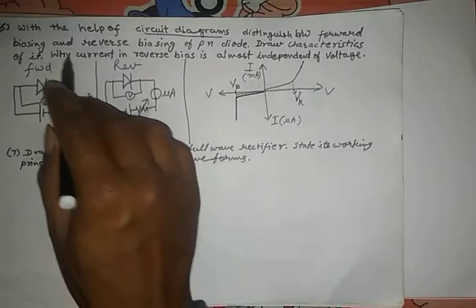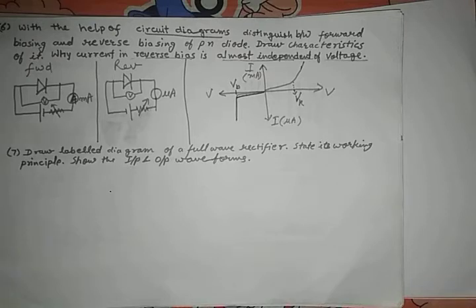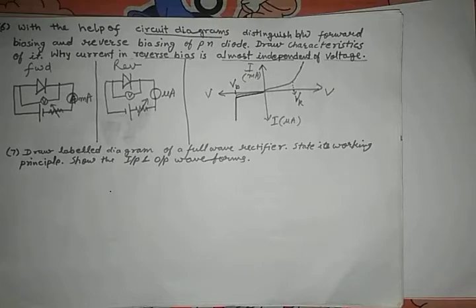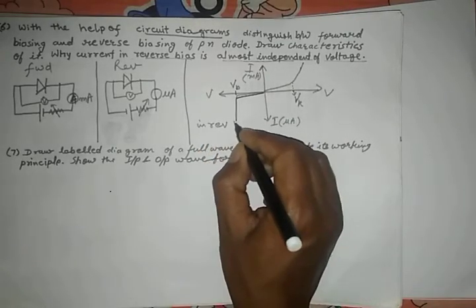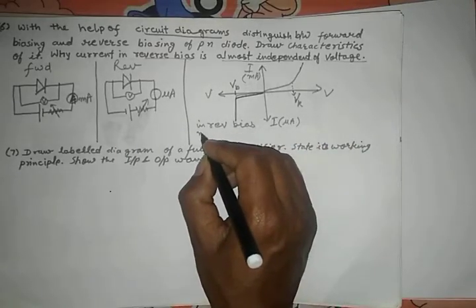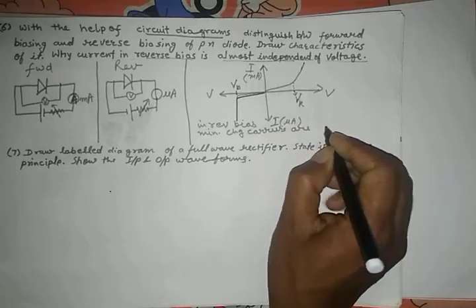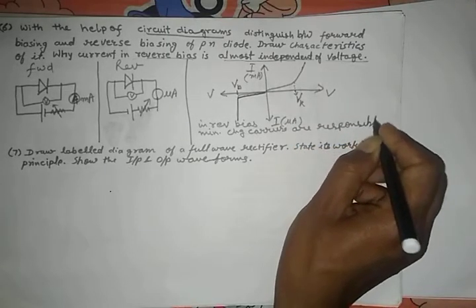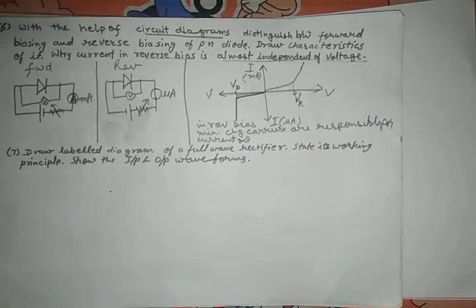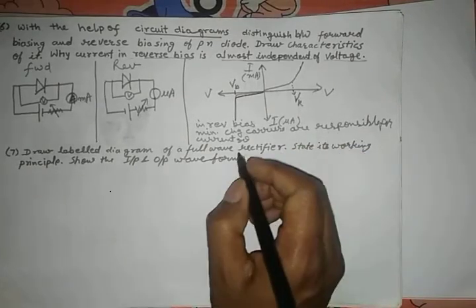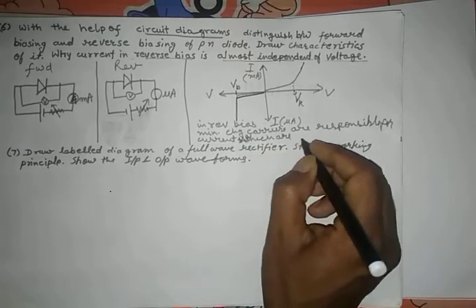Okay, so why is current in reverse bias almost independent of voltage? If you want to answer it on your own, pause the video and guess the answer. Okay, now I am telling you. In reverse bias, minority charge carriers are responsible for current, which are limited in quantity.